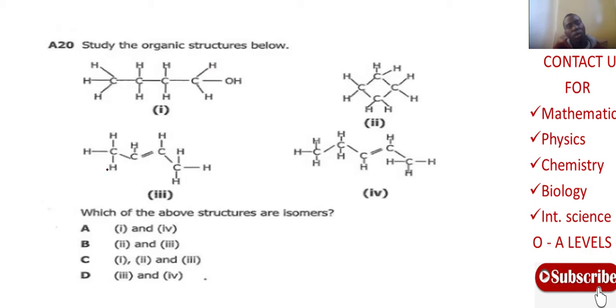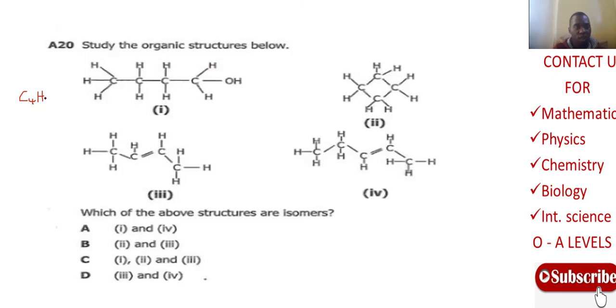So what we can do here, let's convert these into molecular formula. So we just say 1, 2, 3, 4. So this is C4. Then you have H. We see what we come up with. So we have H, 1, 2, 3, 4, 5, 6, 7, 8, 9.